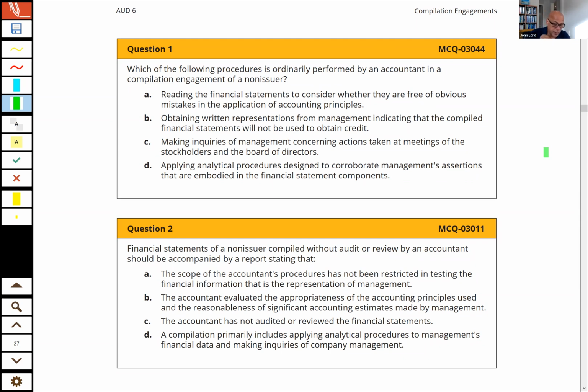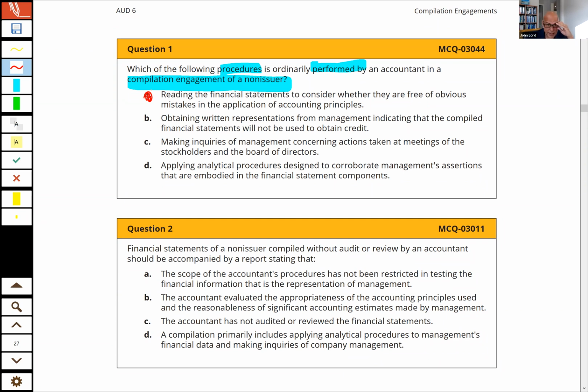Now, they're telling us that we are doing what? We're preparing a compilation, and they ask us which procedure should we perform here, right? Okay, and they say read the financial statements to determine whether they're free of obvious mistakes. Yeah, that came right out of the outline, right? And that's the main procedure. Hey, does the balance sheet balance? Does net income roll into retained earnings, right? That kind of thing. Now you take a look at B, obtain written representations from management.